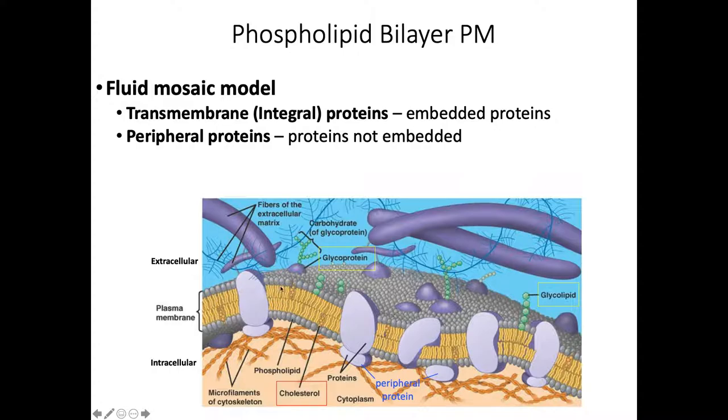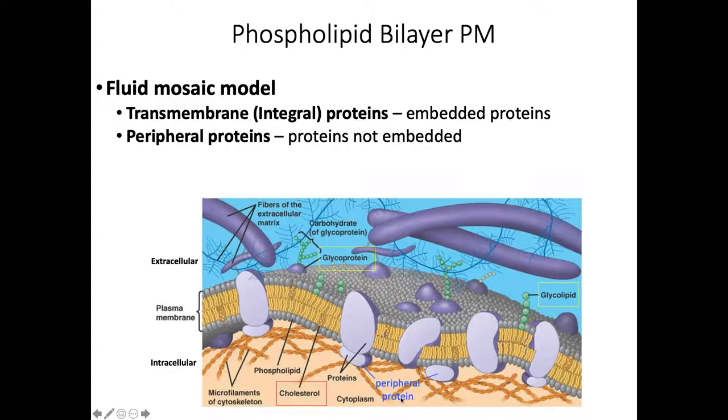So here we have our phospholipid bilayer. So two layers of those phospholipids, those molecules. And then inserted into our plasma membrane are called transmembrane proteins, or we can call them integral proteins. It just means that they span the membrane, or they're embedded inside the membrane itself. Now, these proteins, they will have certain functions, and we'll talk about those functions.